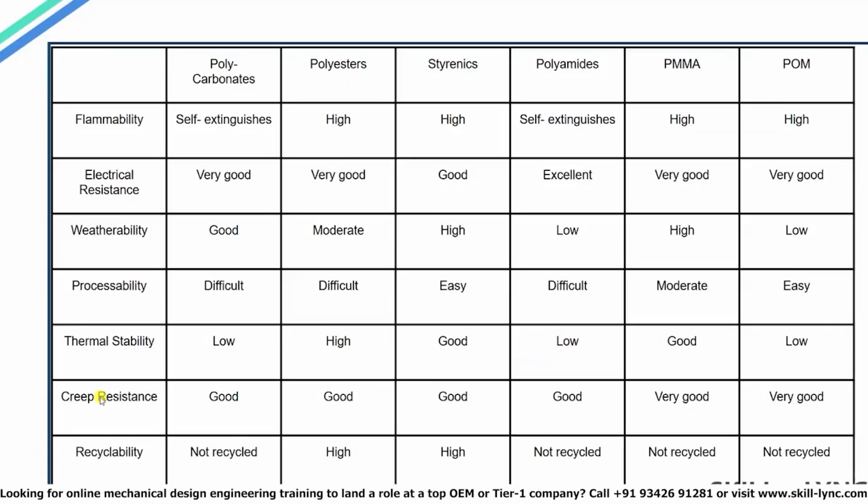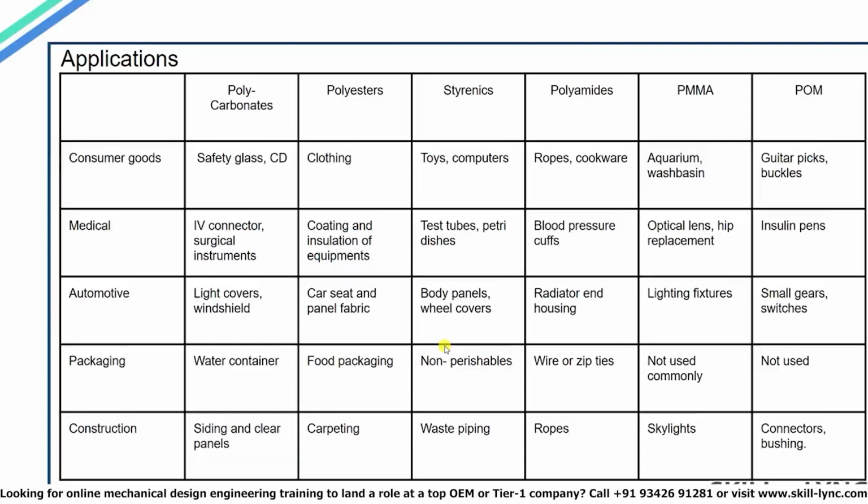This slide shows some more properties for common plastics used. Weatherability is the ability of a material to withstand harsh atmospheric weather conditions. Creep is the tendency of a material to deform permanently when subjected to stresses over a long period of time. I will pause here a moment so you guys can go through the table. And this slide here shows some common applications for the various types of plastics which we have discussed.